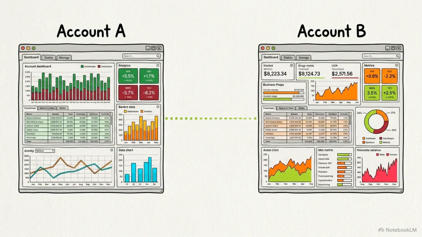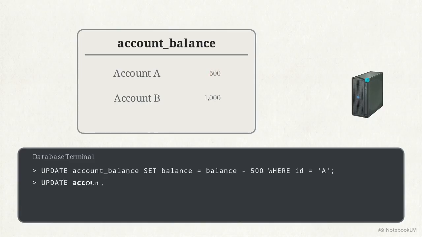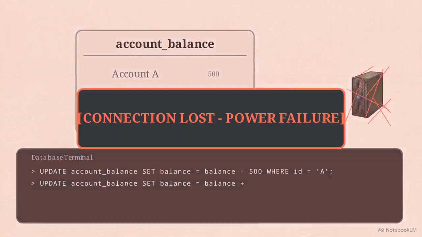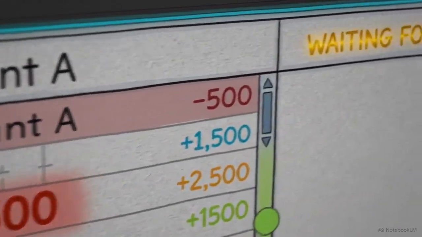Picture a routine database operation, transferring $500 from account A to account B. The database engine issues an update statement, deducting $500 from the first account. But in the exact microsecond before the second update credits account B, the server loses power. The system goes dark. Account A is officially down $500, but account B has never received it.